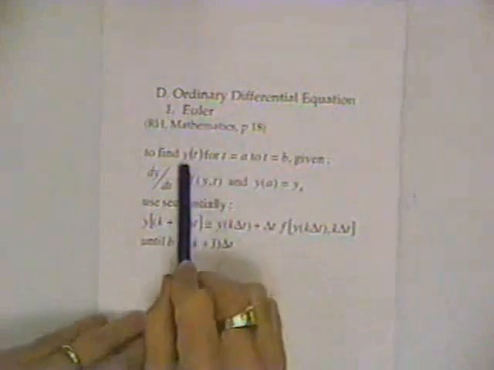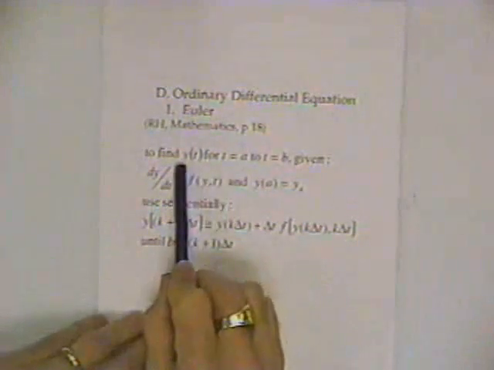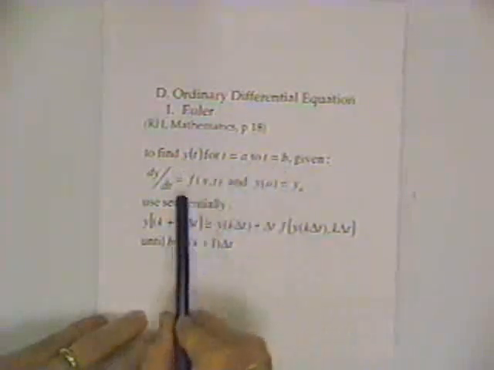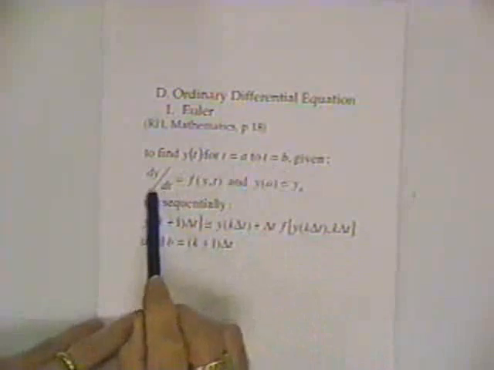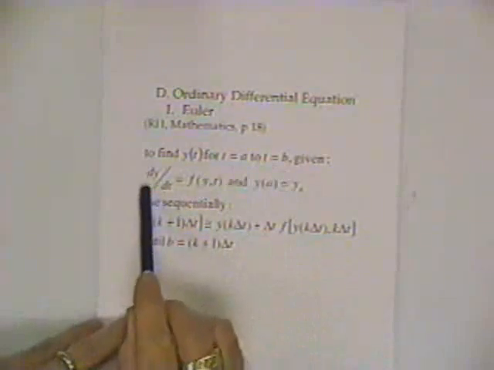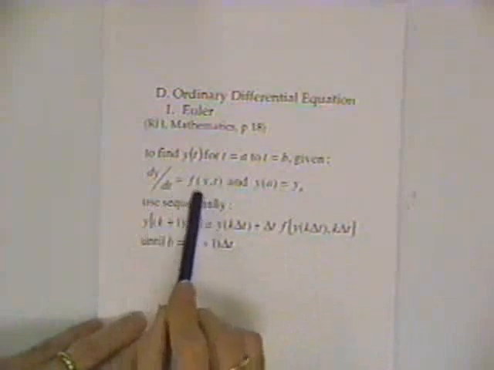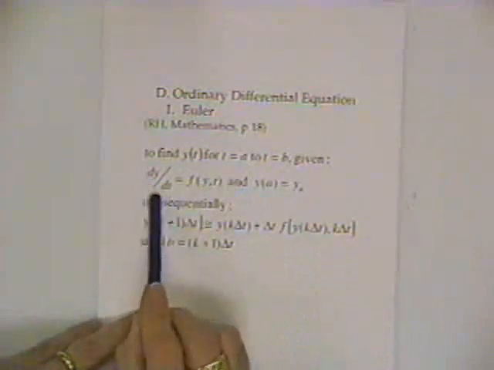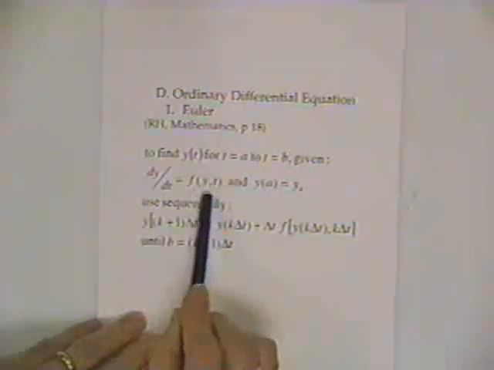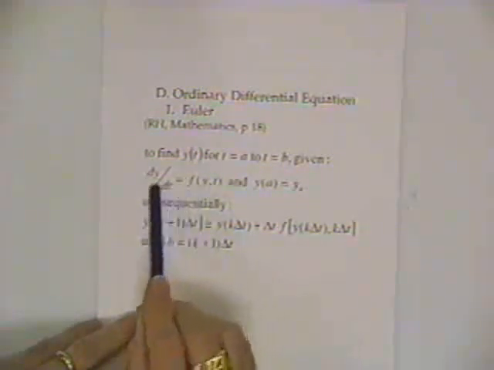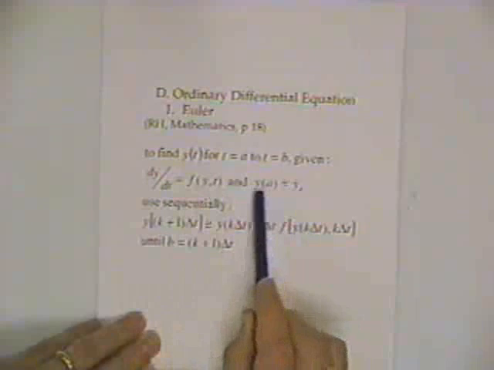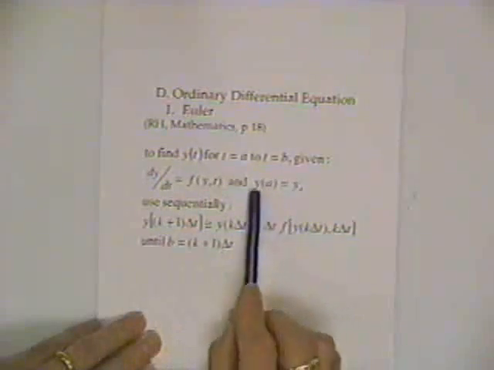So the problem that you have in solving an ordinary differential equation is that you want to find a value of a function, say y of t, for values of t over a given range. What you're given to work with is a differential equation that says something about how y changes with t. So you have a differential equation that says the derivative of y with respect to t is some function of y and t. You also need to be given an initial condition. In other words, what is the value of y at the start of the interval?